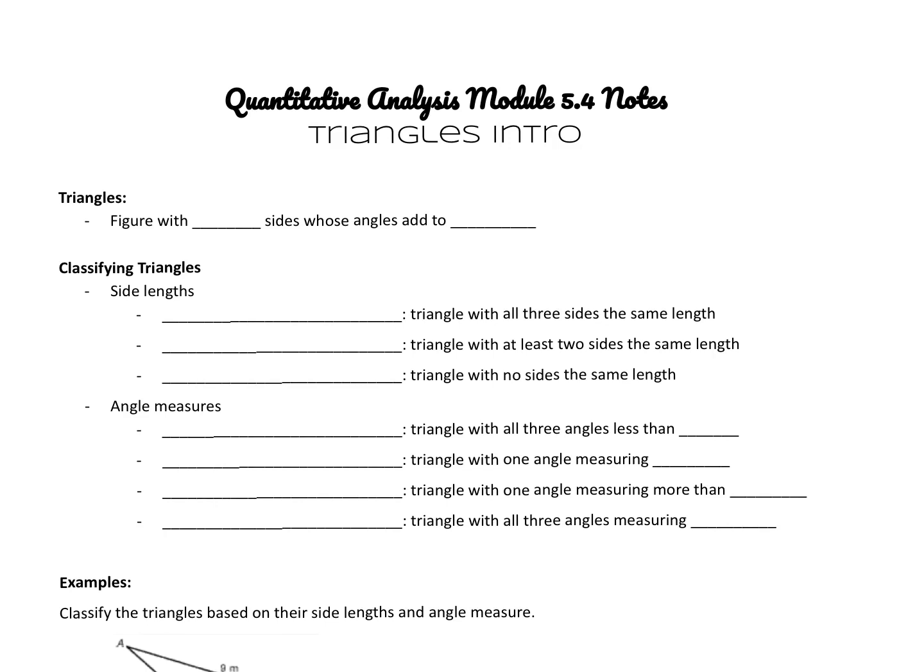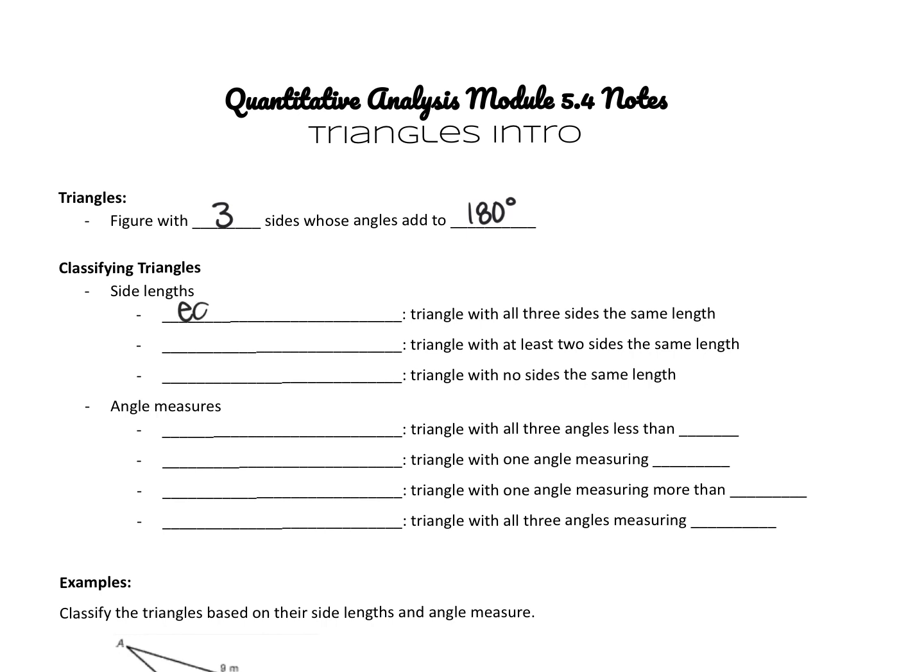So in the last half of Module 5, we are going to talk about triangles. To start off, we're just going to review some information about triangles. It is a figure with three sides whose angles add to 180 degrees. So that's the definition of a triangle. And there are two different ways you can classify triangles. The first one is based on the side lengths, and then you can also do angle measures.